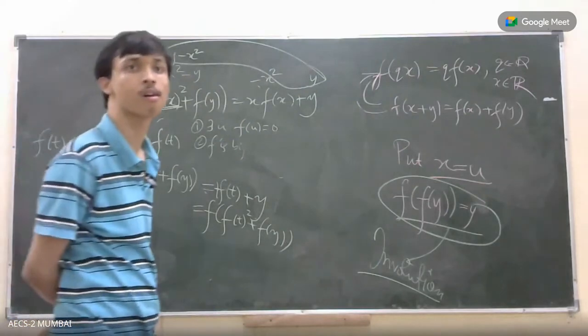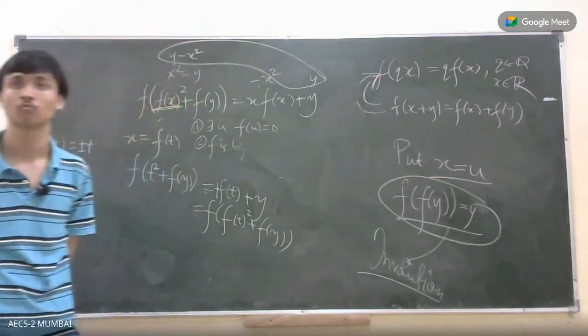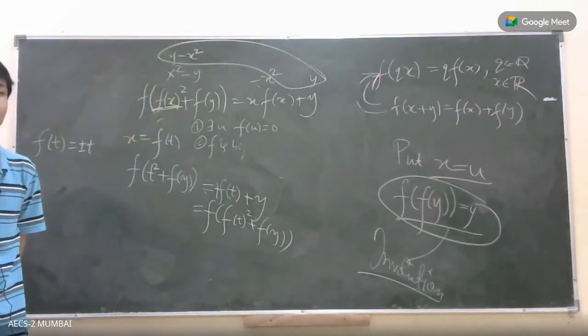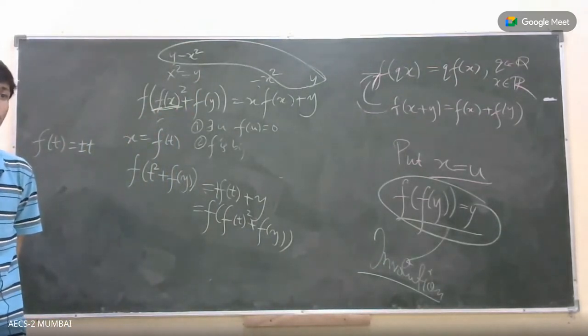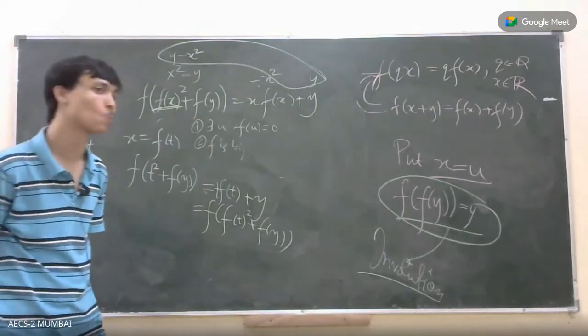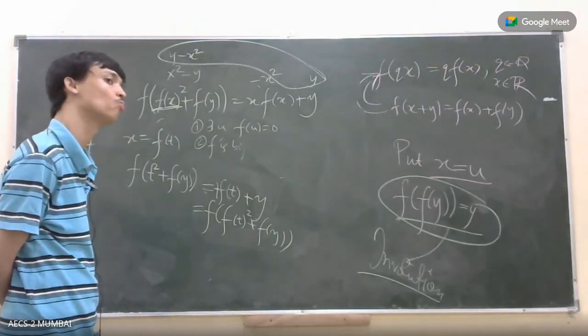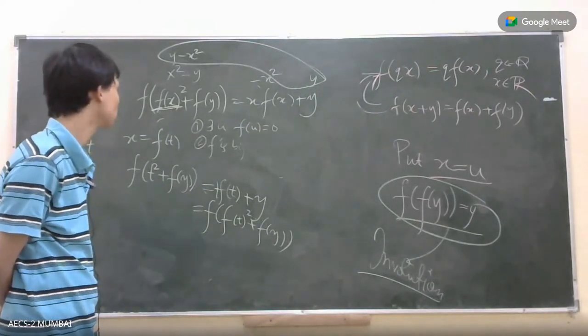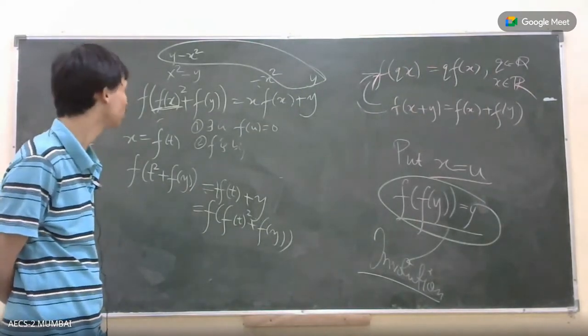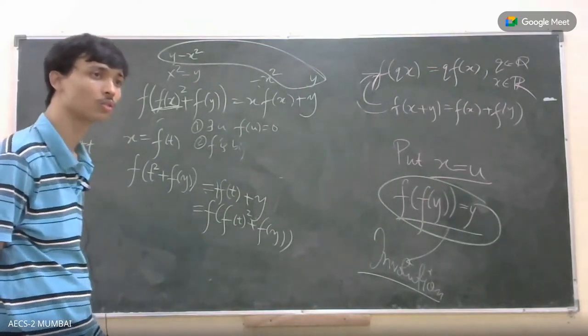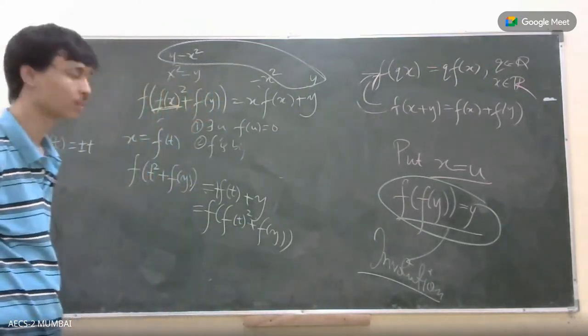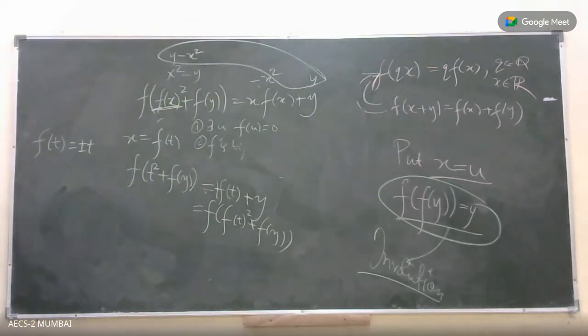Are we done? Can we write y is equal to f of y, and then cancel out f of y and write it down without putting the value? Are we done? We are not.